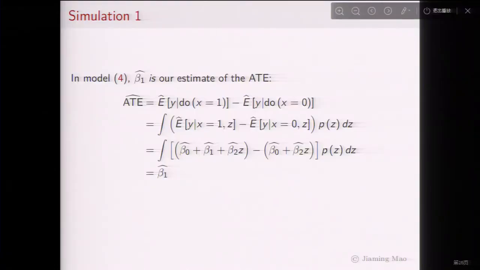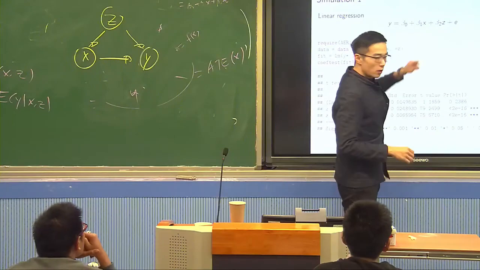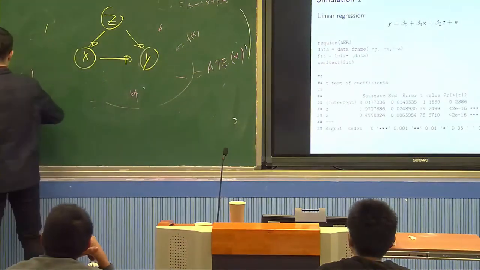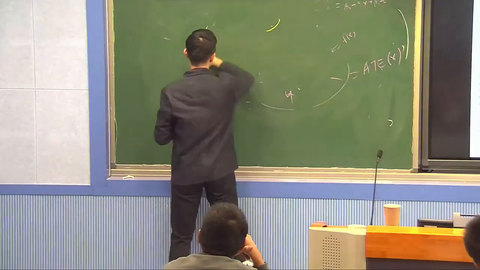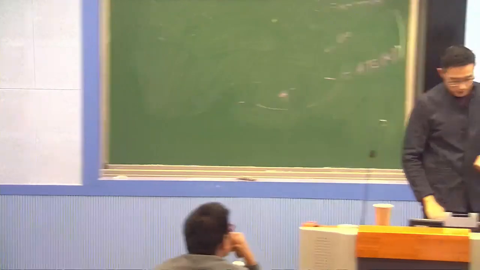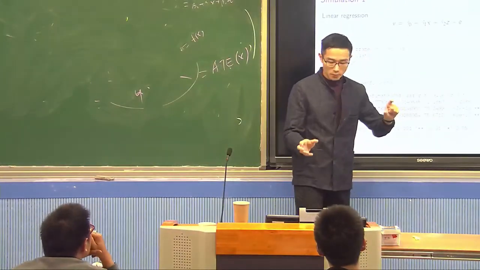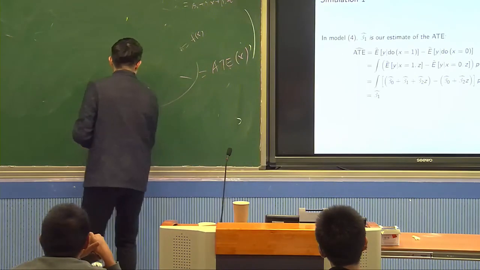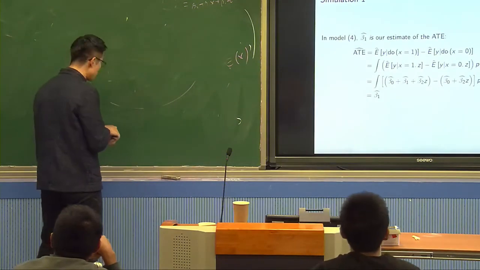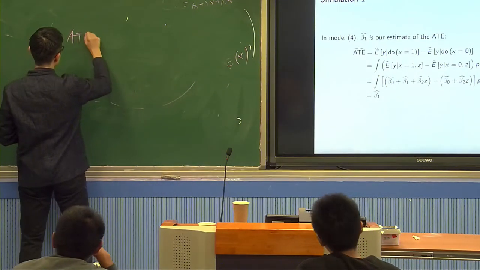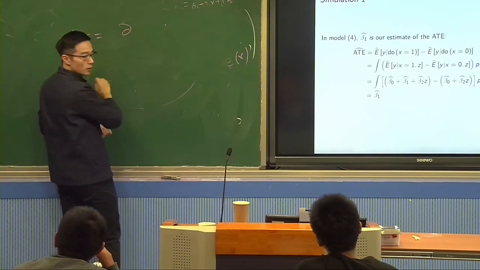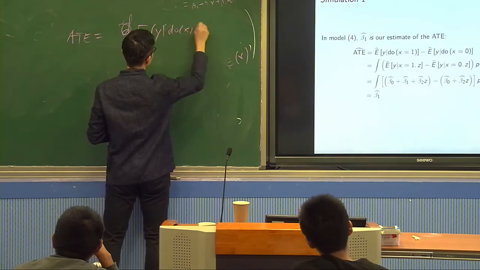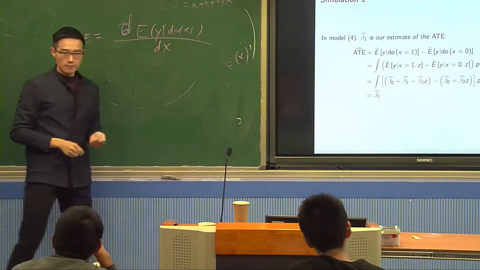So the question here is, why is beta 1 the causal effect? Why is beta 1 the ATE? Because remember, what is the definition of ATE? The ATE is the derivative of E[Y | do(X)], taken with respect to X.